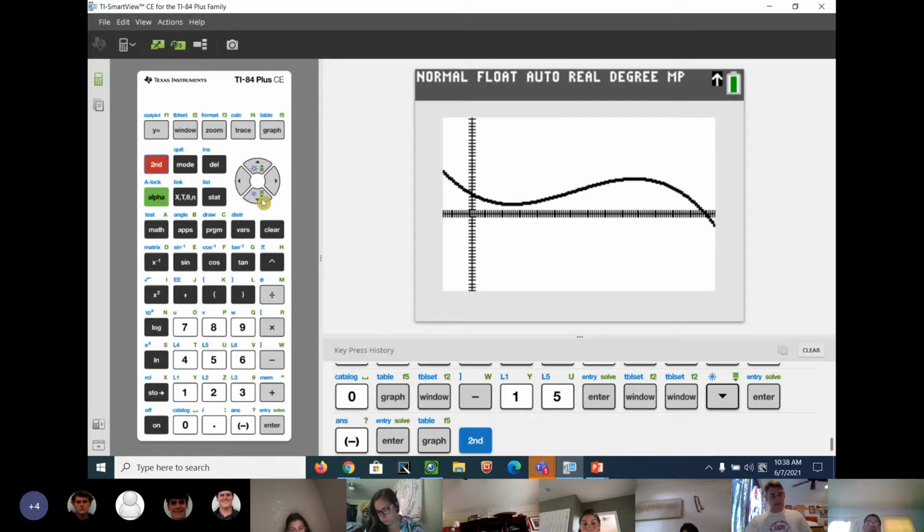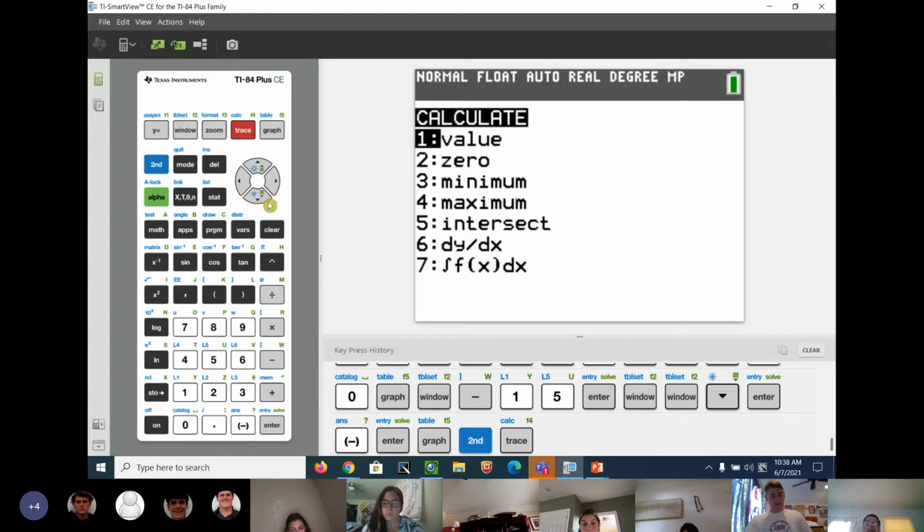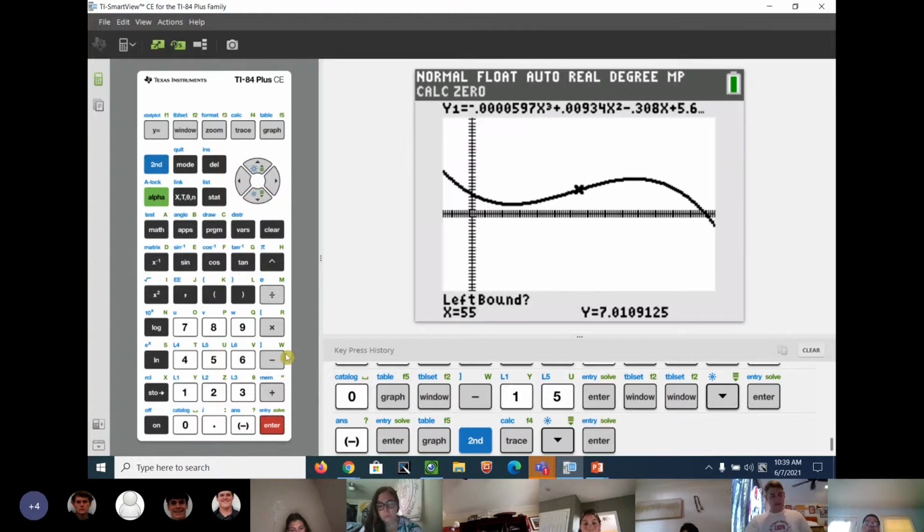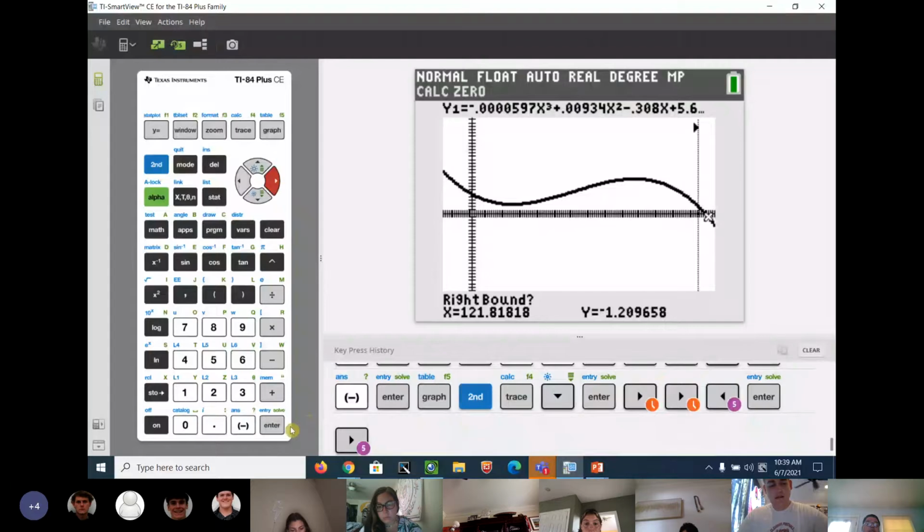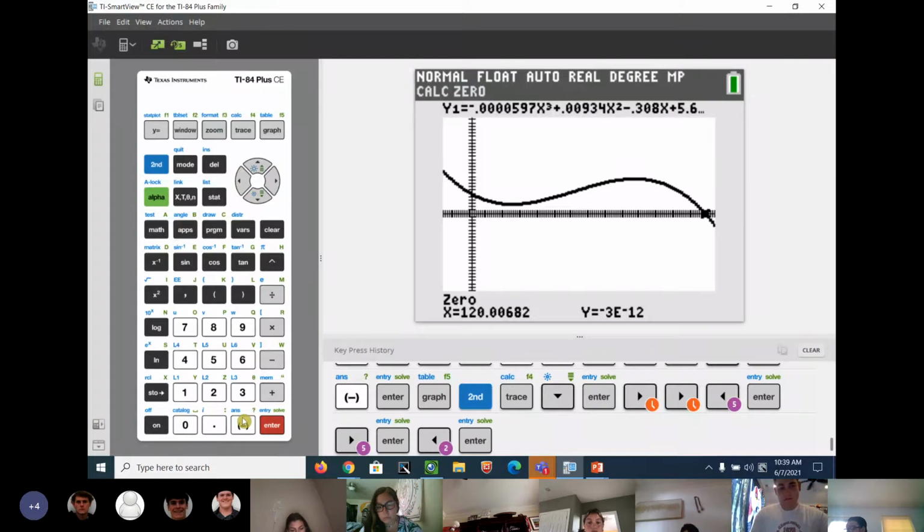Second, trace, 0. And don't hold the key down, whatever you do. And enter. And enter. And there we go. So 120, comma 0. And of course, this is 5.63.